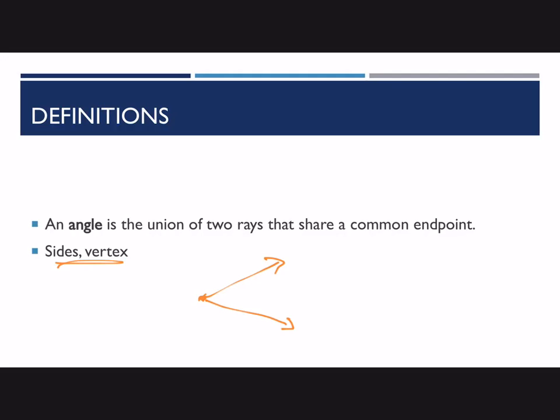So notice that the angle is not actually the space in here. It's not the space between the two rays. So a piece of pizza is not a good illustration for an angle because an angle is not a space, it's just sort of the edges of that space.